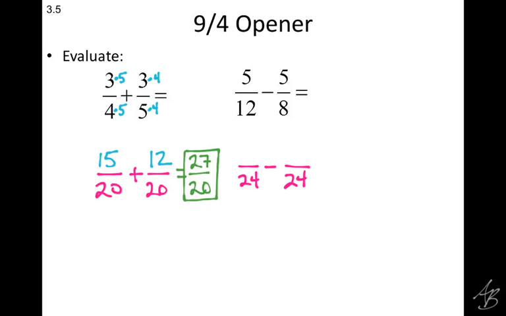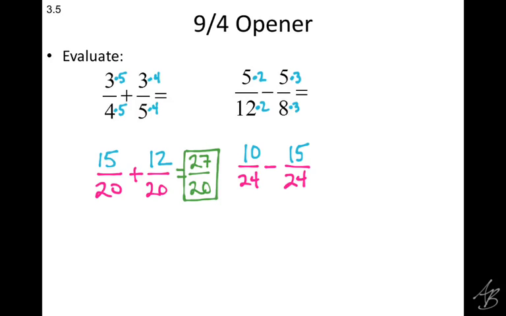And how do we change that 12 into a 24? Multiply by 2. 5 times 2 is 10. How do we change that 8 into a 24? Multiply by 3. 5 times 3 is 15. All right, now we can subtract.